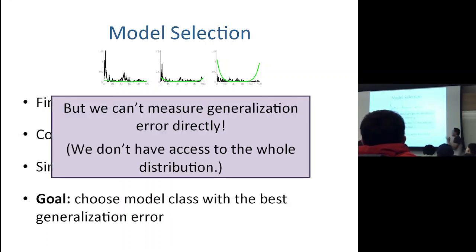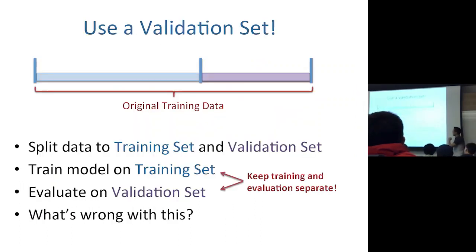The problem is that we can't measure the test error directly because we don't have it. We don't have the test data set. We can only sort of think about it in simulations or mathematics. In practice, in a real world problem, we have our finite training set, and that's all we have. Right? We don't have access to the whole distribution. So the trick is to use a validation set.